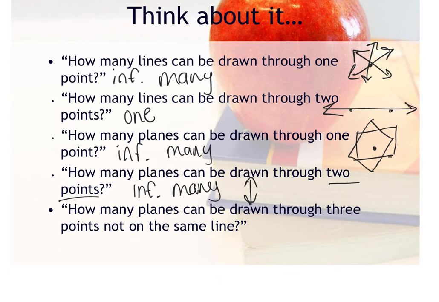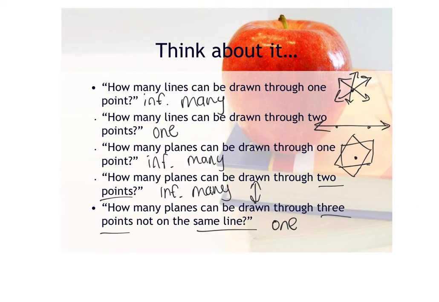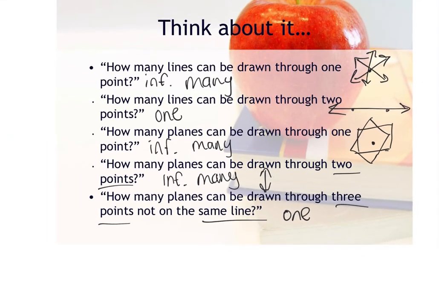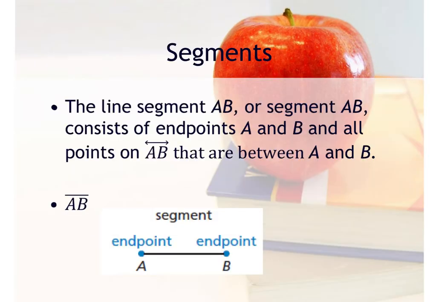Okay, and how many planes can be drawn through exactly 3 points, okay, that are not on the same line? So if they're non-collinear, that is exactly 1 plane, okay? Because then that's the definition of a plane. We define a plane by 3 non-collinear points, and there's no other plane that will contain those 3 points, okay? So exactly 1.